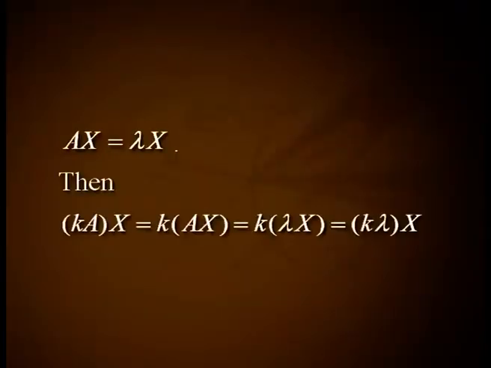Proof: if lambda is a characteristic root of A, then there exists a non-zero column matrix X such that A X equals lambda X. Then k A X equals k lambda X, showing that k lambda is a characteristic root of k A.